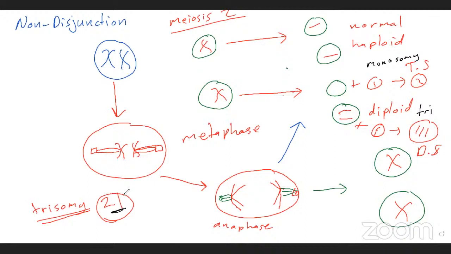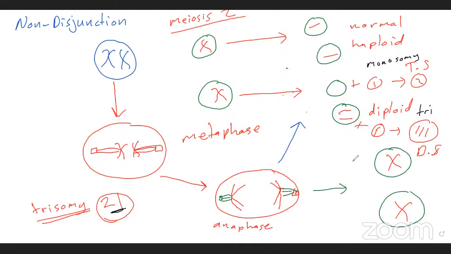How many pairs of chromosomes does a human have? 23. Right. So with trisomy, how much would we have? Remember, 2 is 24. Normal, right? It would have been 47 in all. But in terms of pairs, it would be 24 pairs.